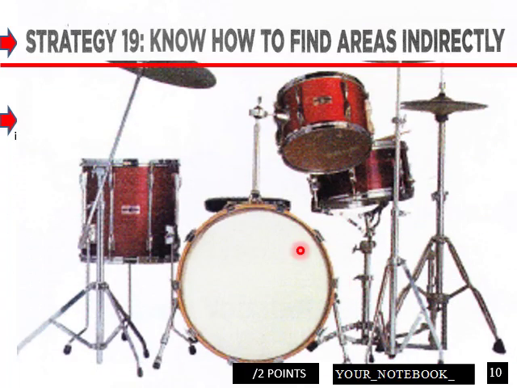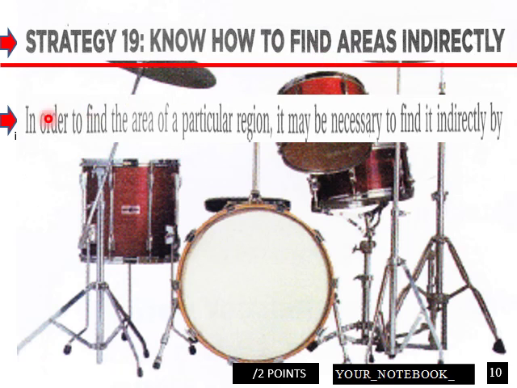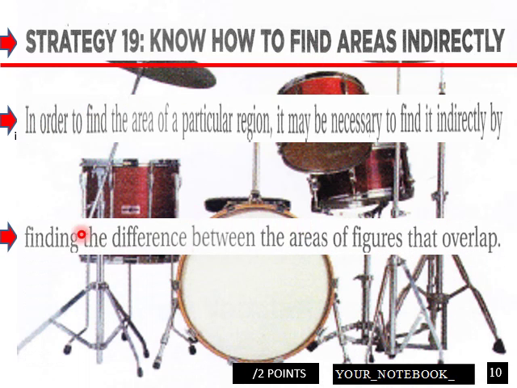Page 10 of our lesson, strategy 19: know how to find areas indirectly. In order to find the area of a particular region, it may be necessary to find it indirectly by finding different areas.